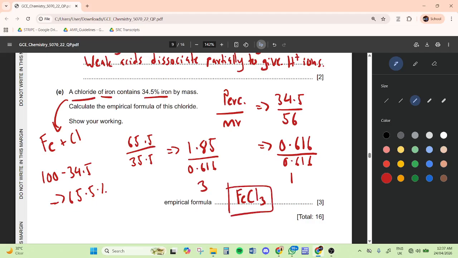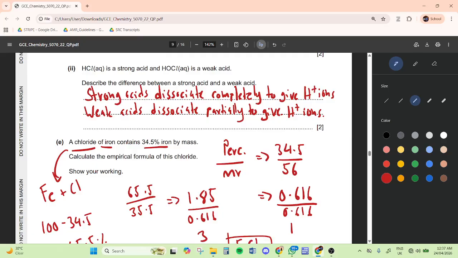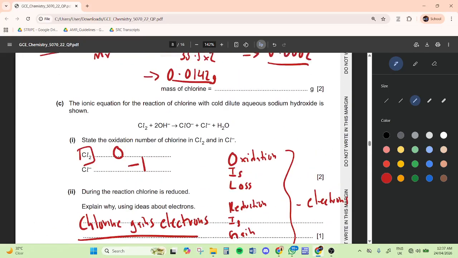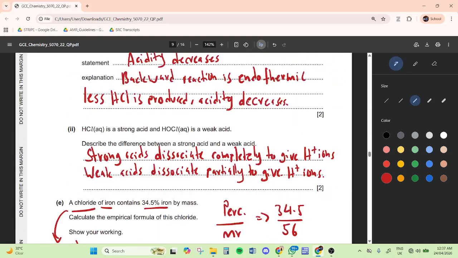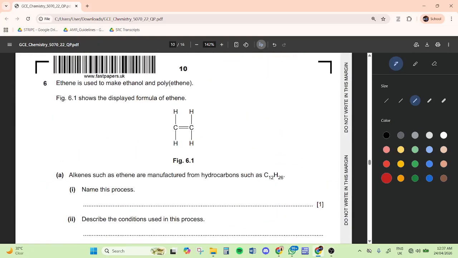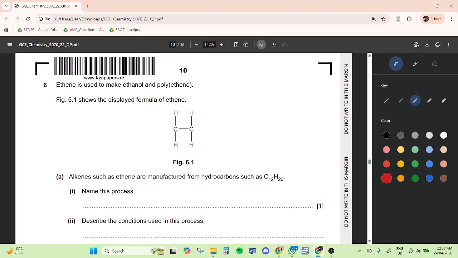Very nice, very simple question. Hopefully nothing too complicated in this one. If we go back in all of it, seems pretty simple. So hopefully you guys were able to do this one. Let's move on to the next question, which is question number 6.